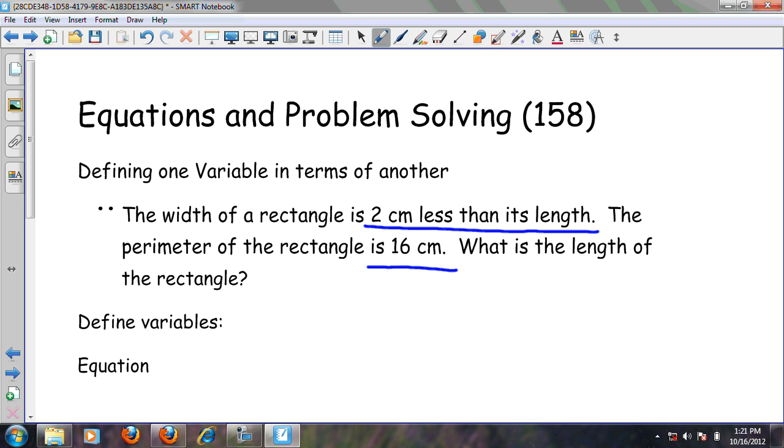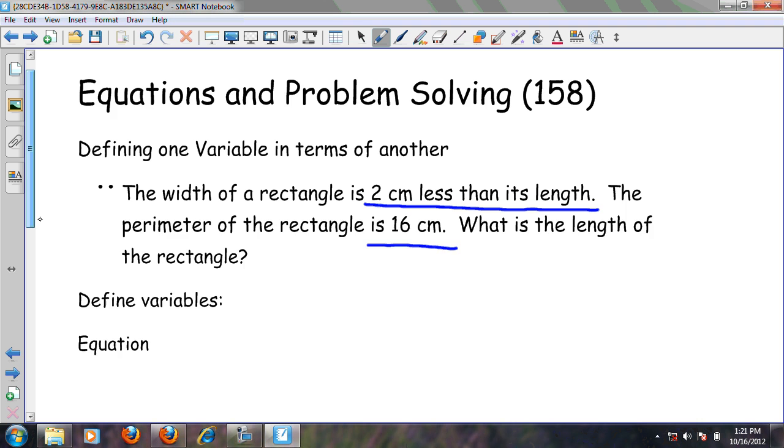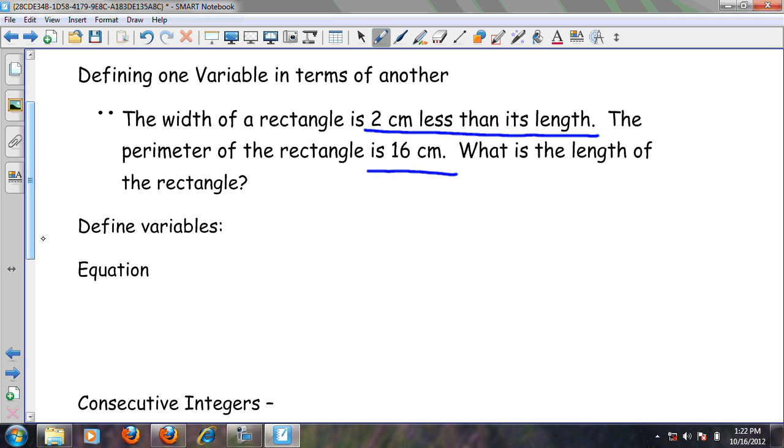Some of you are saying this looks familiar because it was on our in-class worksheet. So hopefully you've got an idea of what we're going to be doing. What is the length of the rectangle? This lesson is about defining variables. We've already talked about that. We need to say what is going to be our length and what is going to be our width.